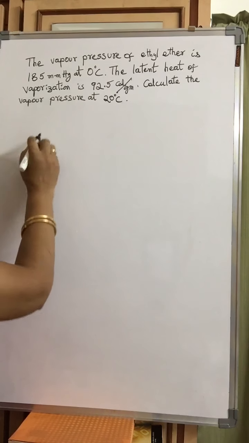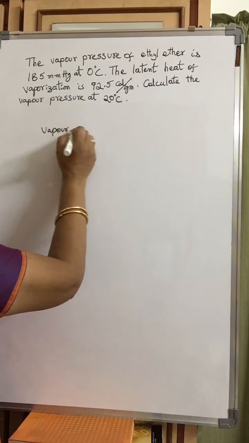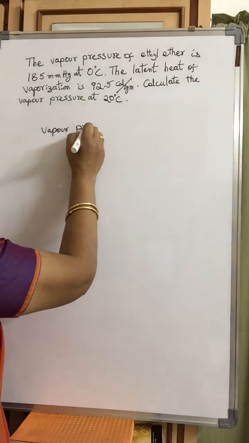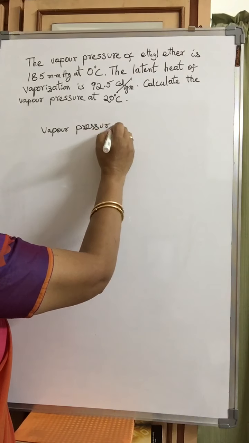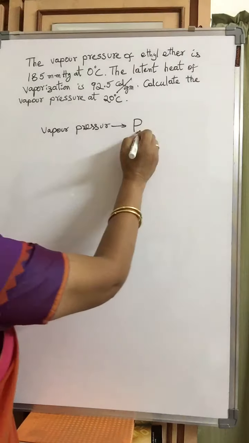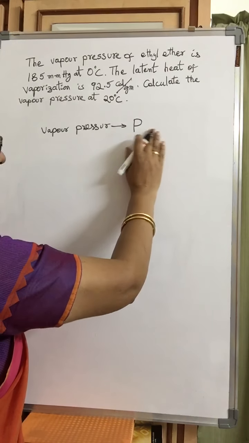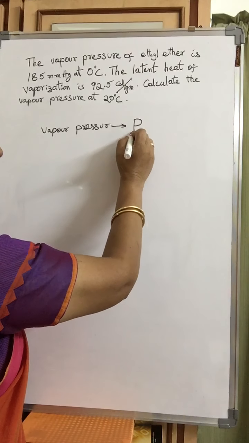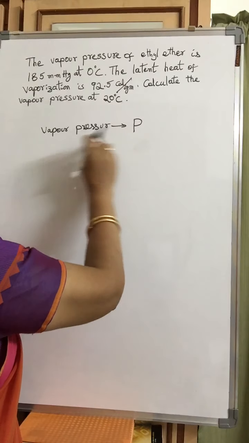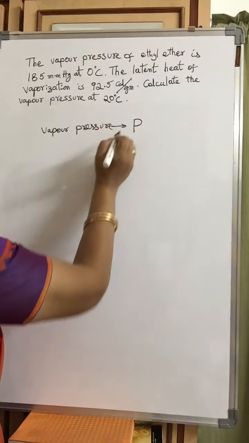So first, what is vapor pressure? We will discuss briefly how vapor pressure depends on temperature. Vapor pressure, we denote it using the letter P. According to the McCabe, Smith chemical engineering notation, if you write capital PT, it is total pressure, and small p is partial pressure. Here vapor pressure, we denote like this.